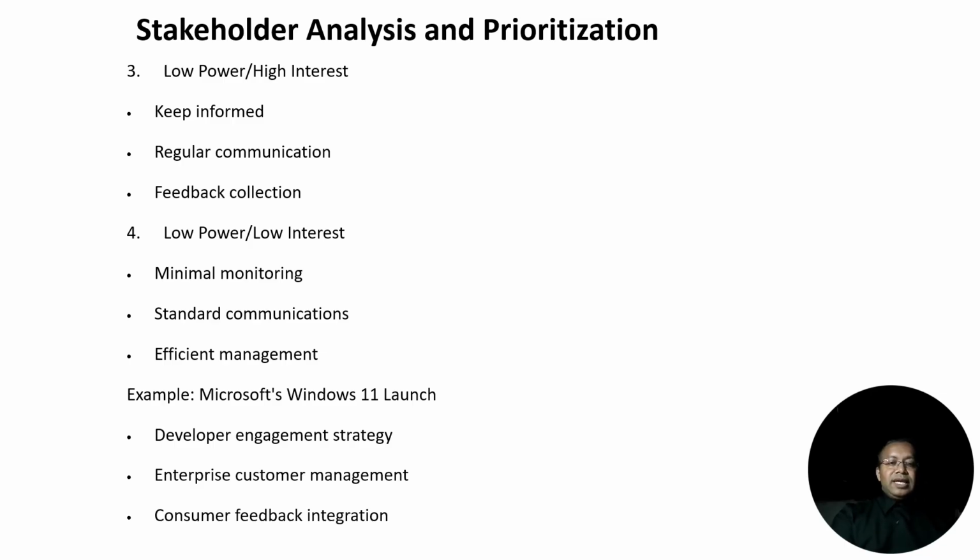The last category of stakeholders are low power, low interest, for which organizations might utilize lower amount of resources, minimal monitoring of such stakeholders, have standard communication in place, and have efficient management systems in place to monitor low power, low interest kind of stakeholders.